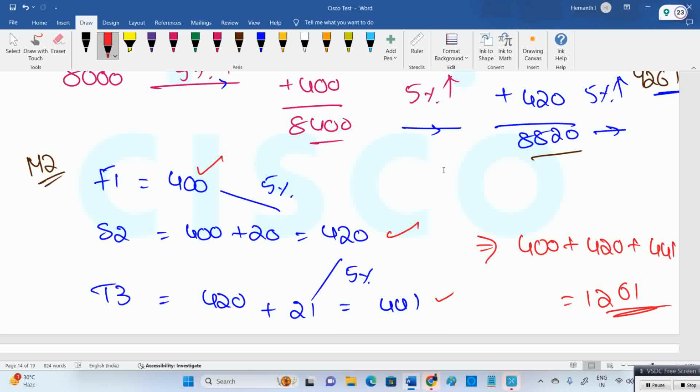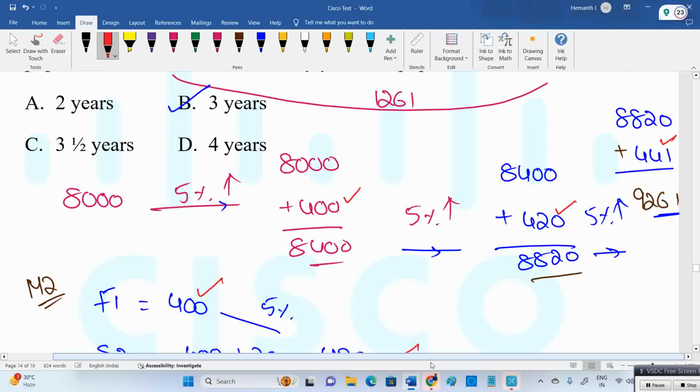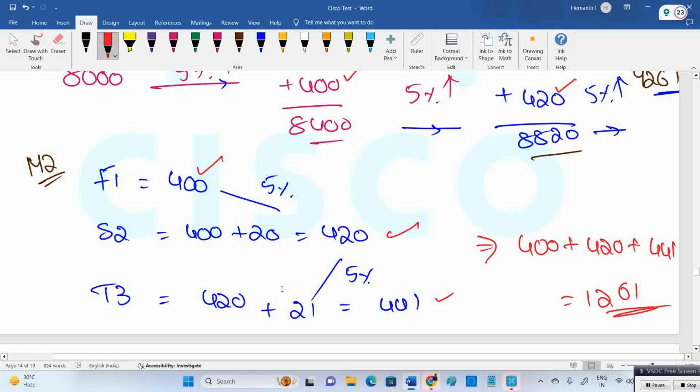First year 400 increase, second year 420 increase, third year 441 increase. Maybe they ask you in exam how much population increased in the third year only. This method will give it directly. Only in second year how much increase, everything. In fact, these values you see here itself: 400, here 420, here 441. Here itself you can answer. The same thing we are doing here. This is actually from the compound interest concept. In compound interest, we use this method to solve the questions.